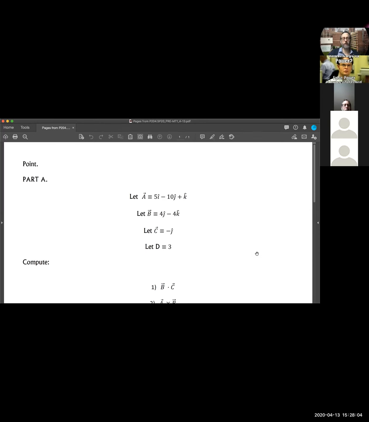So we're going to get rolling on solving this practice problem from the midterm.